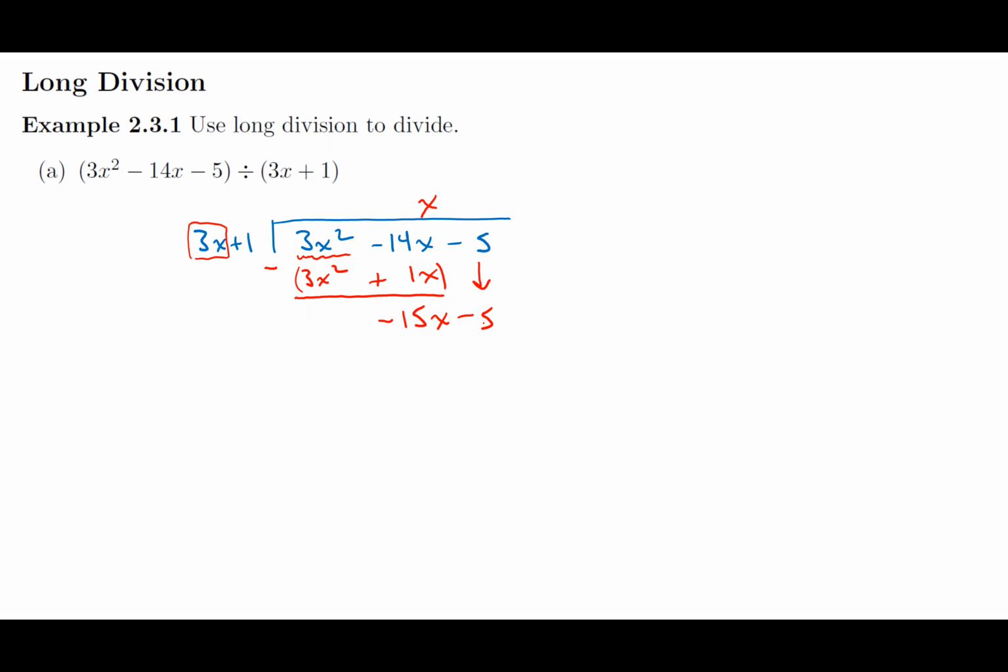Well, here we go. I'm now looking at 3x and negative 15x. Well, minus 5. Negative 5 times 3x is negative 15x. Negative 5 times 1 is negative 5. I'm subtracting something from itself. My remainder is 0. Okay? There we have it.